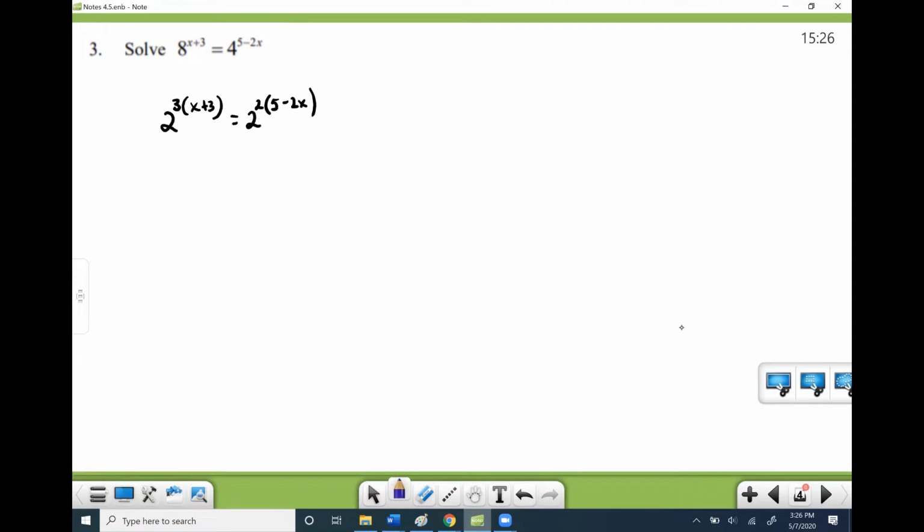So if I have 8 to the x to the 3rd, something x to the 3rd, well, we know that 8 is 2 cubed. And we learned, I think it was last time, that when I have a power on a power, so an exponent on an exponent, I multiply those two.